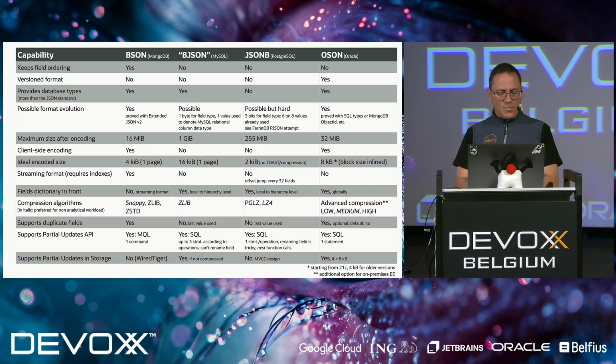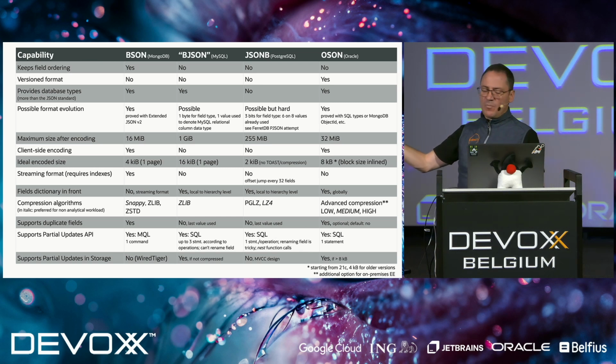Oracle, Postgres, and the binary format for MySQL do support a dictionary format, so it's easier to find out what the properties of the document are, whereas Mongo doesn't, because it's streaming. It has to do it as you go. Compression algorithms, it's a wide variety across the board.